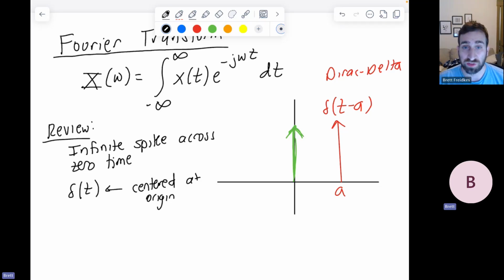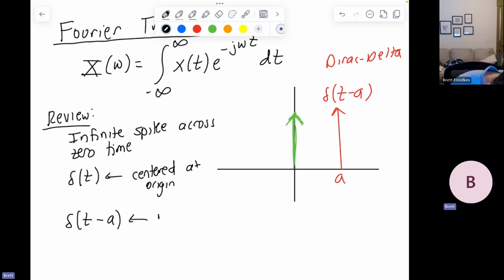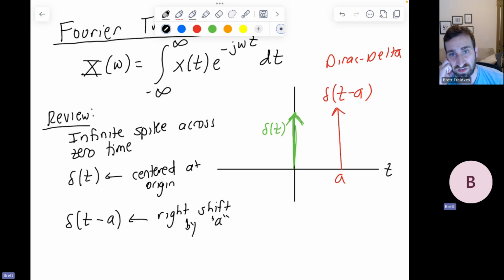And if I were to do some sort of transformation, I shift it around, I just need to change the input to reflect that shift. So if I do delta of t minus a, this is a rightward shift by a, whatever that amount is. And that's what I'm showing here in red. So the green one is just delta of t. The red one is delta of t minus a. That x-axis is time for this graph.